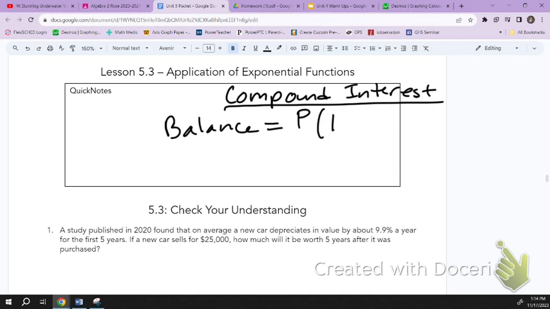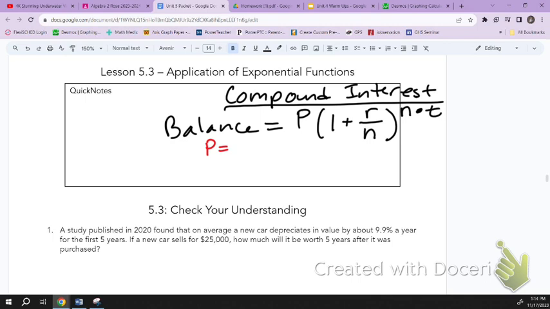Times 1 plus R. R stands for my interest rate, divided by N, the number of times I'm compounded, to the power of N times T, where T is time and N is still the number of times we're compounding. So we're going to break this down.